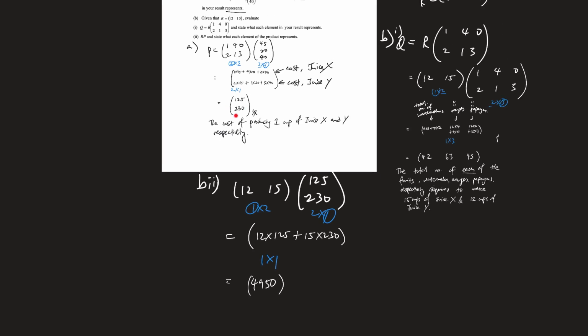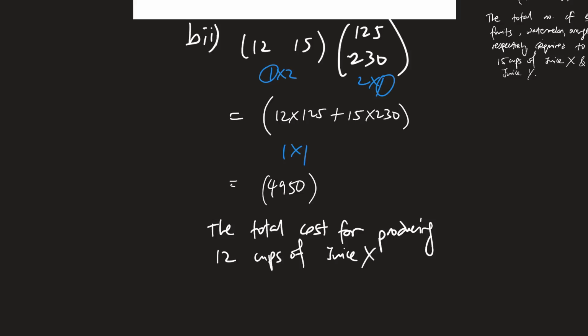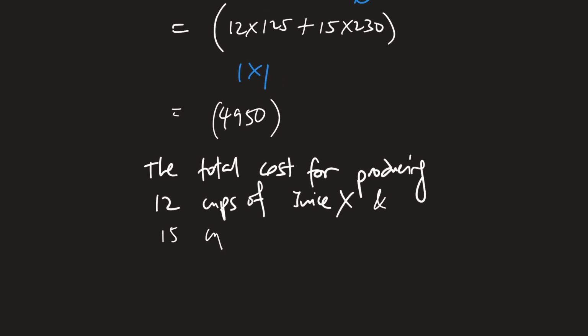And what is this really? You can see this is the cost of producing 1 cup of juice X and juice Y respectively. Right, this is the cost for juice X, cost for juice Y. And so you're saying 12 times 125 is the total cost for 12 cups of juice X. This is the total cost for 15 cups of juice Y. Right. So you add them together, so it's the total cost for 12 cups of juice X and 15 cups of juice Y. So we write the total cost for producing 12 cups of juice X and 15 cups of juice Y.